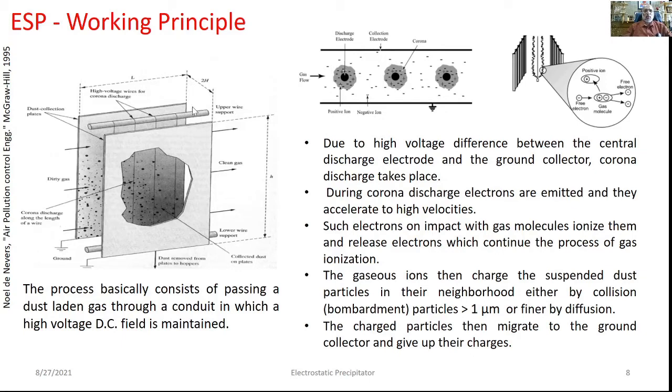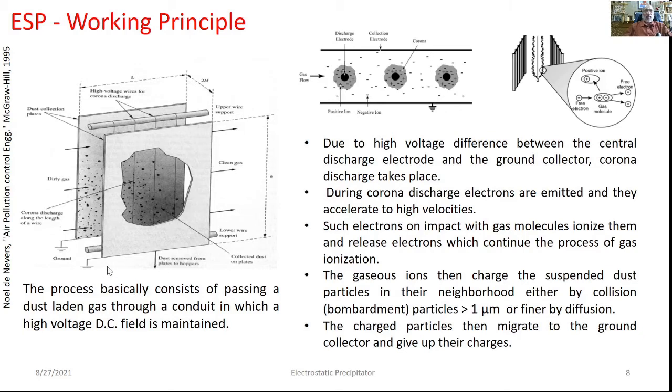The distance between these two collection plates is 2h, whereas the length of each plate is capital L. The height of the plate is small h. As such, the collection area provided is L by h, whereas the area of the inlet for the gas is 2h into h.